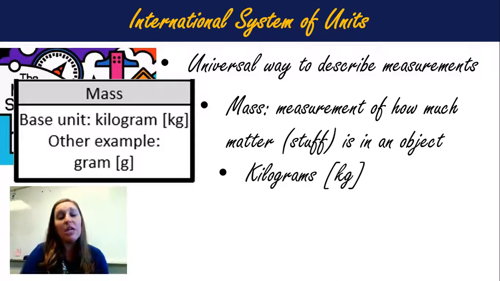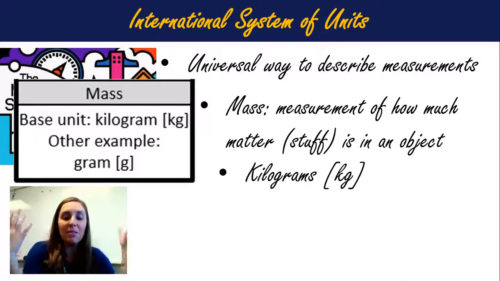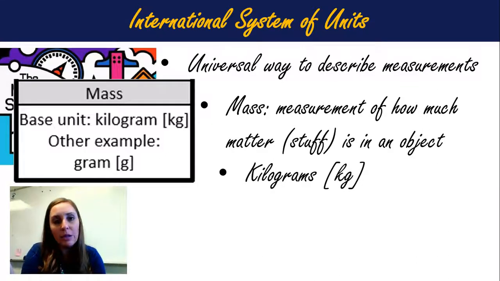Kilograms is the base unit. So mass is the only one that has a base unit with a prefix in front of it. A lot of people think that grams is the base unit, but grams are really, really small. And the base units are typically things that we deal with in everyday life. So if I wanted to find the mass of my whole body, grams would be way too small. Kilograms is a more accurate representation.